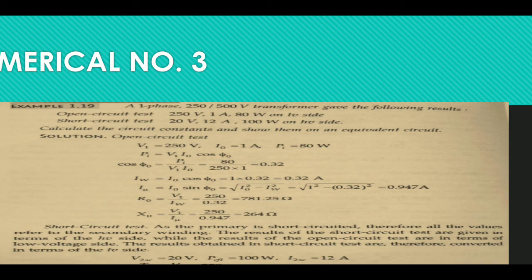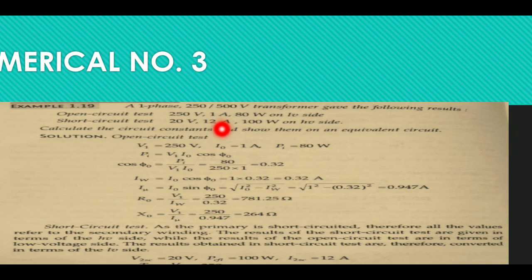So at first we know that the transformer is single phase 250 by 500 volt, that means it is a step up transformer. 250 volt is the primary winding voltage or low voltage winding voltage, and 500 volt is the high voltage side voltage. It gave the following results. The open circuit test result from the voltmeter is 250 volt, the ammeter reading is 1 ampere and the wattmeter reading is 80 watt. That means 250 volt is the supply voltage, and 1 ampere is the no load current.